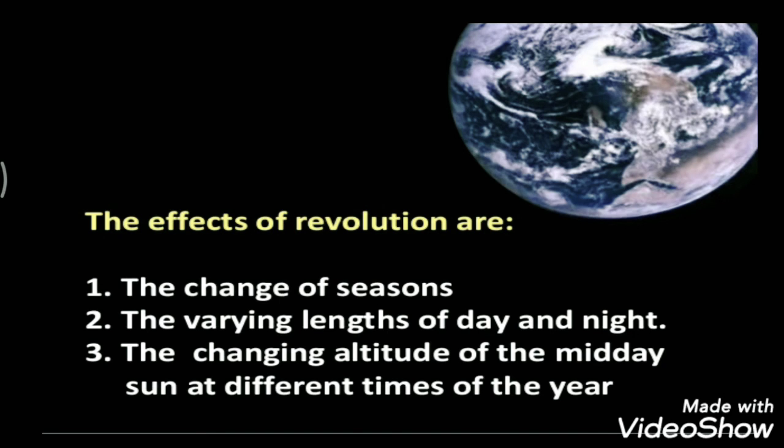Alright, now third, the changing altitude of the midday sun at different times of the year. In short, we can say the distribution of heat on Earth's surface. The distribution of heat on Earth's surface is also caused due to this revolution.